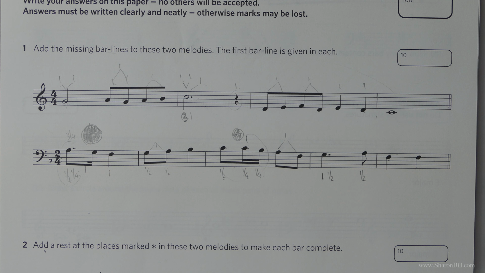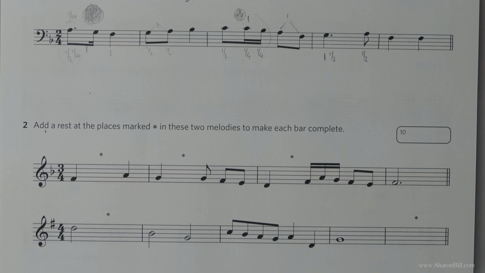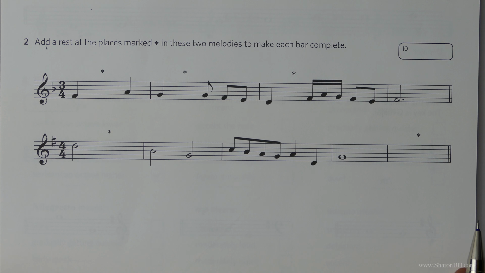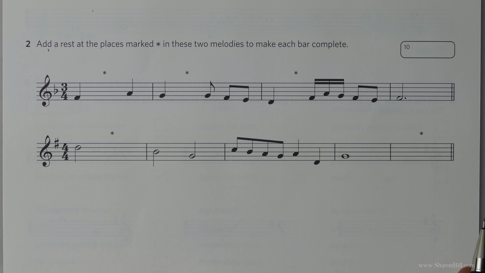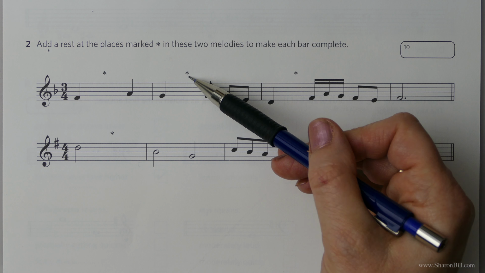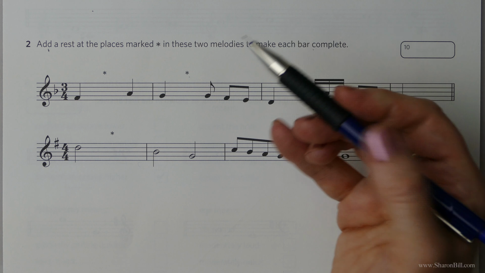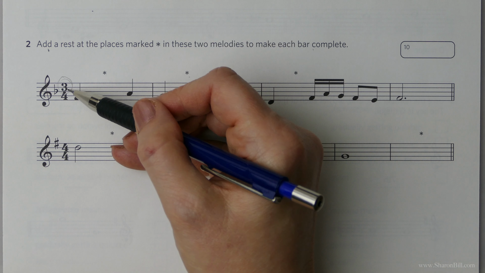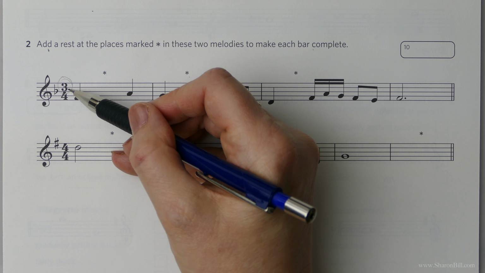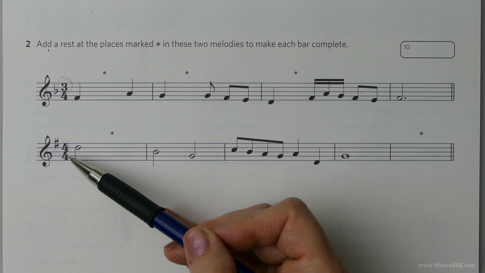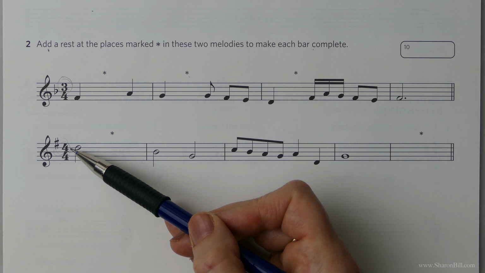So still thinking about time values, but now we're going to be looking at filling in bars by adding rests. So we're asked to add a rest in the places marked with a star to make each bar complete. So before we do that, we need to know what each bar should actually contain. So we should, in this first one, have 3 beats in a bar. However, the next one isn't a continuation, there's a new time signature, so just watch out there.